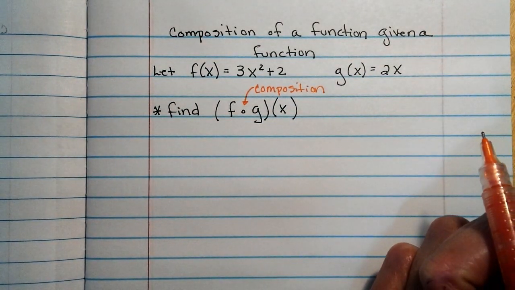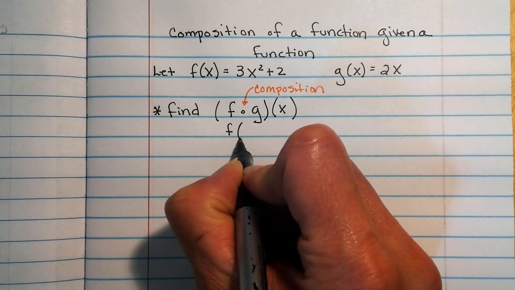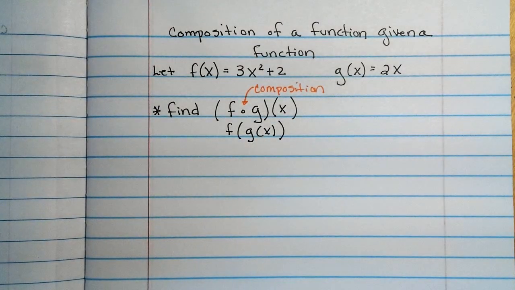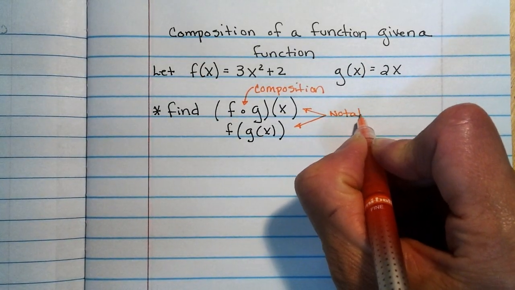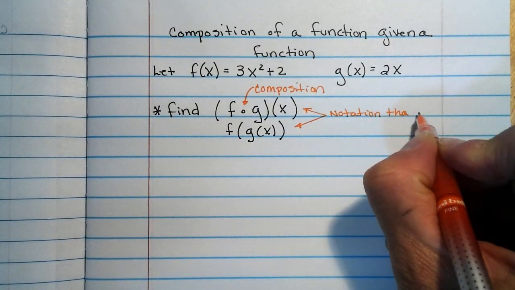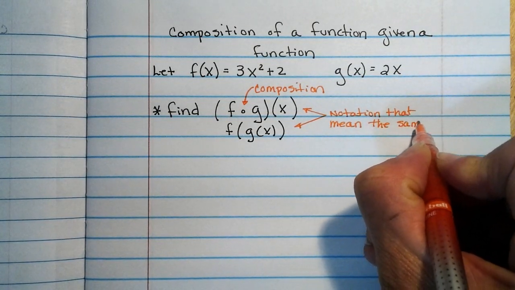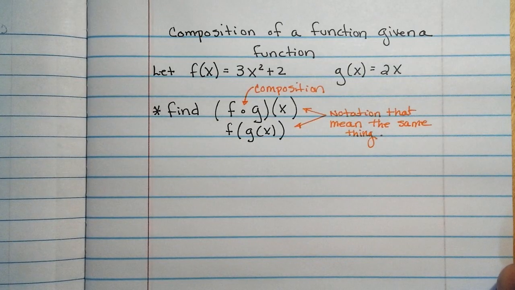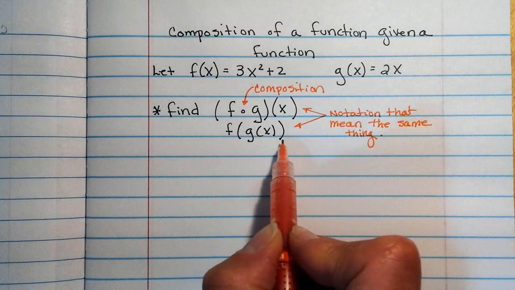It's not multiplication. So another way of writing this is saying f at g of x. We've seen this notation before. These two things are just notation, and they mean the same thing. Just as we have different ways of saying the same thing in English, we have different ways of saying the same thing in math. It's just a preference. However, when I see this form of notation, I always rewrite it this way.